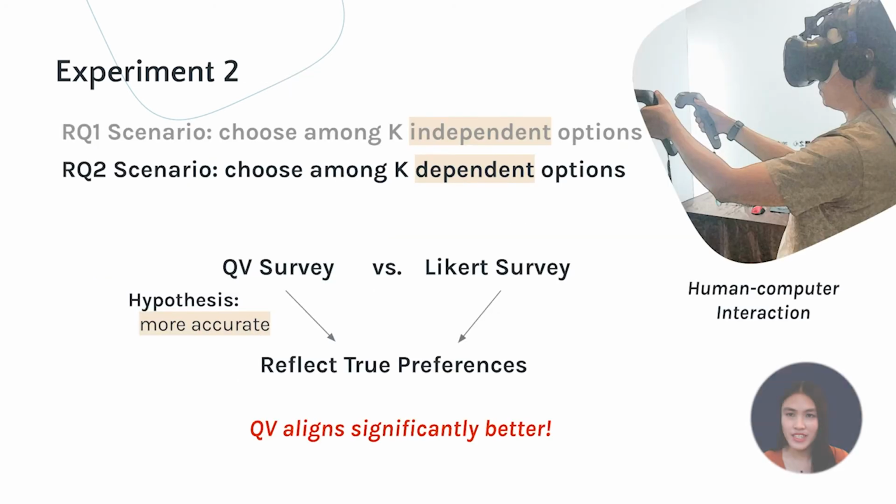Our second experiment studies the scenario of choosing among k dependent options that jointly contribute to the same topic in an HCI context. We arrive at the same conclusion that QV's responses align significantly closer to the true preferences than those from Likert. Please see our paper for more details.